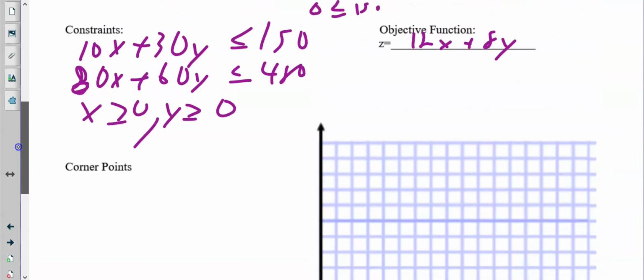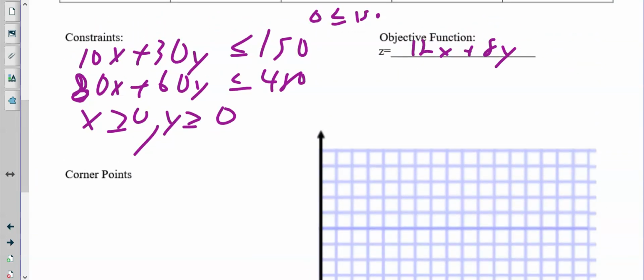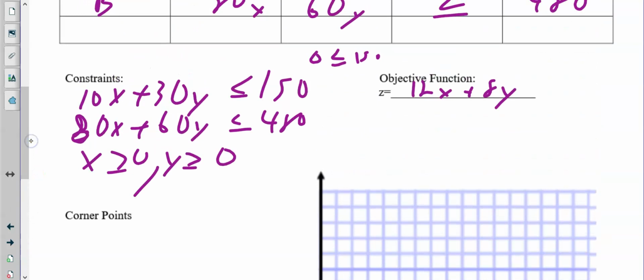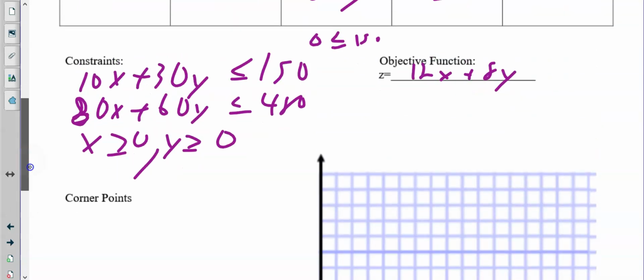Nothing too complicated. Now I'm going to do the other one. I'm going to cover with the 80. So divide by 60. y is 4. Cover up the 60, divide by 8, x is 6.